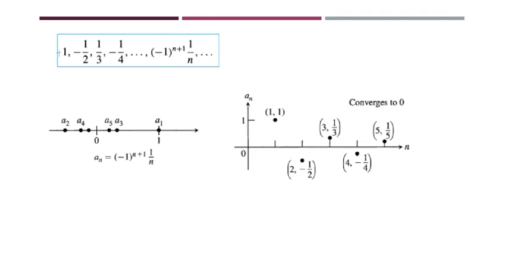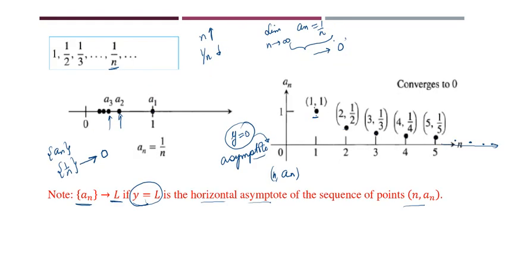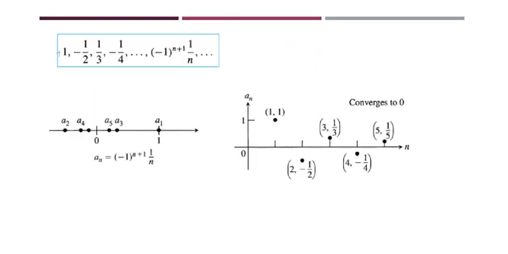So in the previous example, this one, I was reaching towards this point 1, which happened to be the limit of the sequence from one direction. Likewise, in this example, I was moving towards 0 from one direction. But sometimes it is possible that you move towards the limit from both directions.